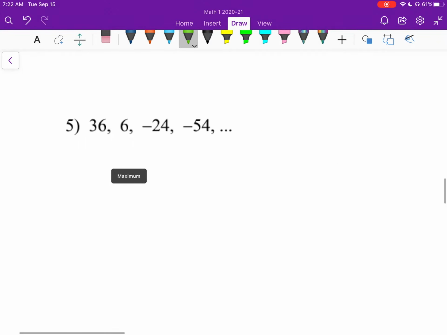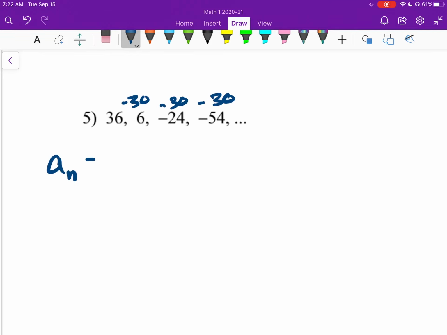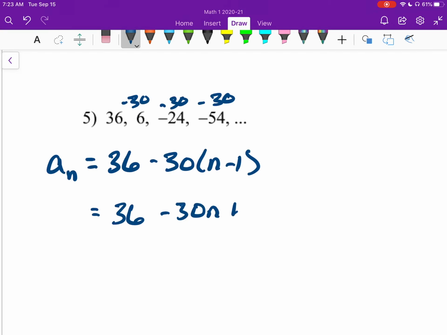All right, number 5. The first one I can see that we subtract 30. The second one, we subtract 30 also. It's a little bit harder to see. And the last one, it's easy to see, -30. So we have a sub n equals, I'm going to do it without writing the formula down. A sub 1, the first term, is 36. Our common difference is -30. And then we have n minus 1. We distribute out and we get 36 minus 30n plus 30. This is 66 minus 30n.